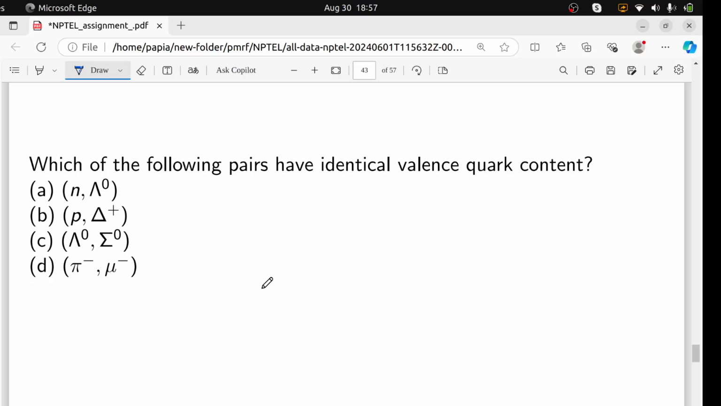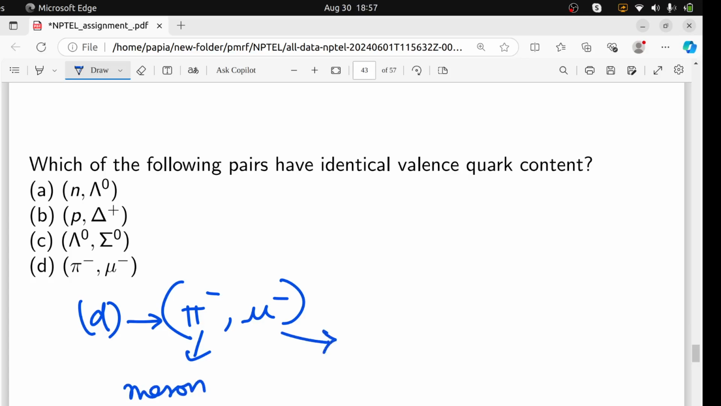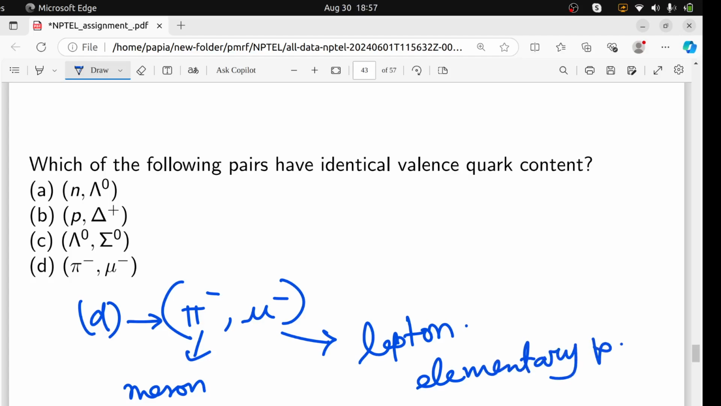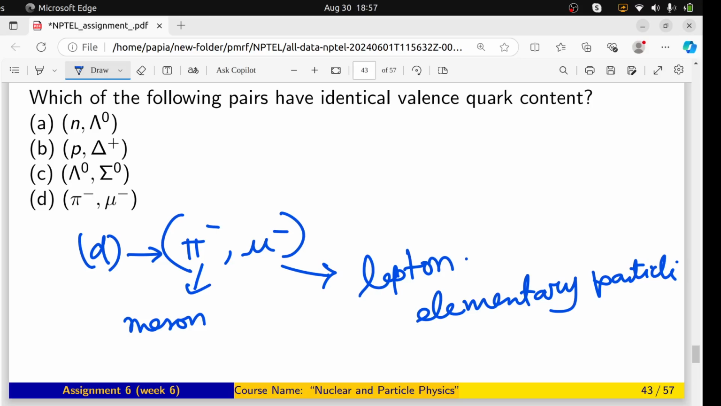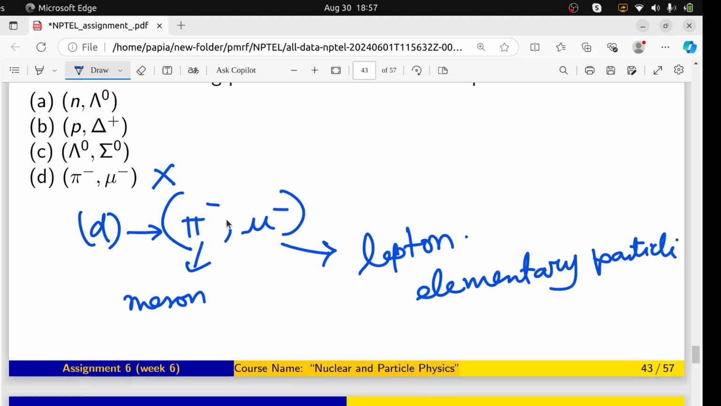Okay, so first of all we need to check D. D option is what? Pi minus, mu minus. Pi is a meson, but mu minus is a lepton. As this is a lepton, it is itself an elementary particle. If it is itself an elementary particle, that means there is no quark content inside of that. So option D is not going to work. Okay, so this is wrong. Now coming to C. C is lambda 0, sigma 0.